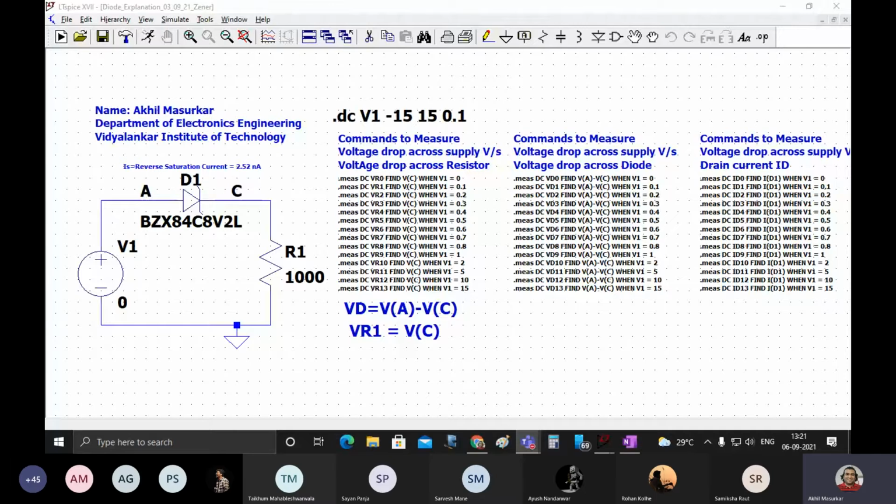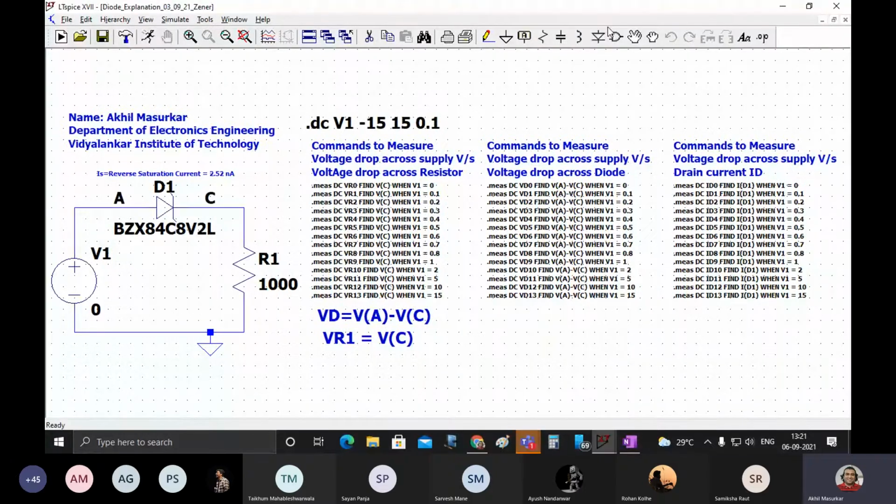Rohan or somebody, can you just confirm whether you can see my screen? Yes, sir, we can. It's a very simple thing. You can even use the last time's circuit and remove the unnecessary part. You should be able to get it.